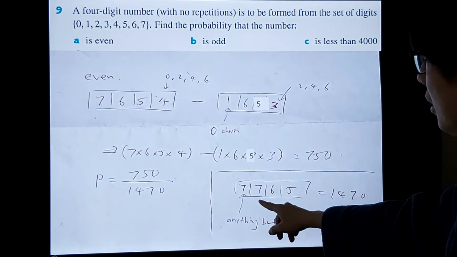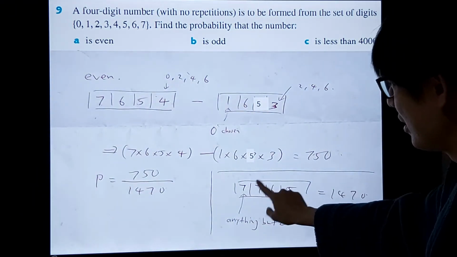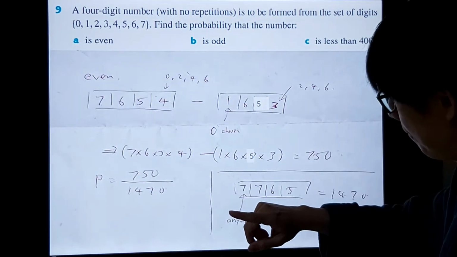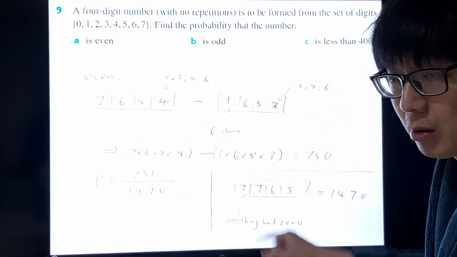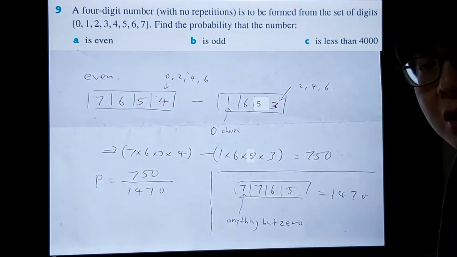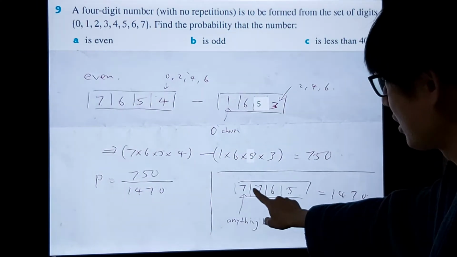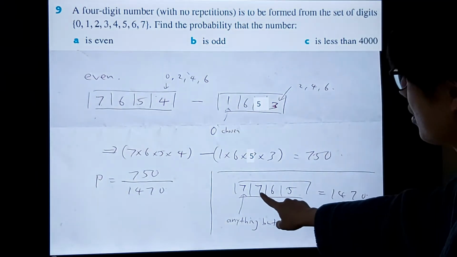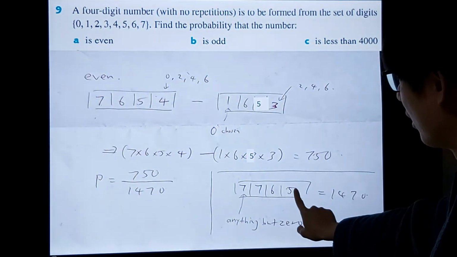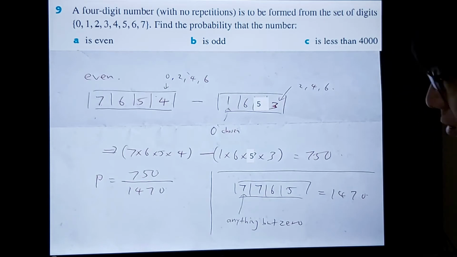So 7. And the next number is not 6, it's still 7. Why? Because you have taken 1 of these digits already. However, for the second digit, 0 can be a possibility, right? It doesn't matter for the second digit to be 0. So you lost 1, you gain 1. So it's still 7. Then 6, and 5. So the total sample size will be 1470.